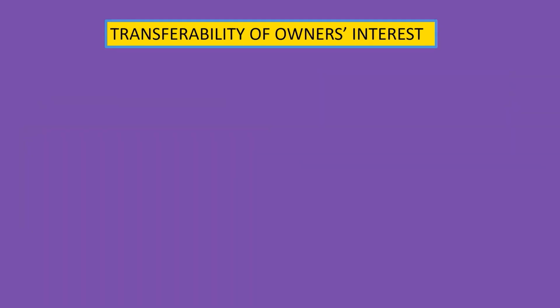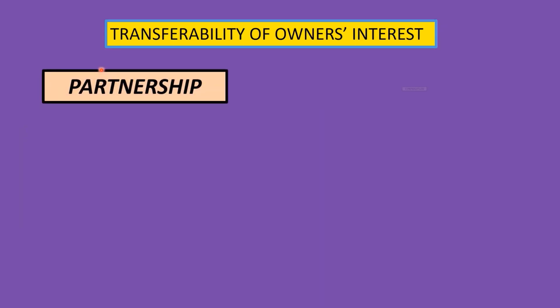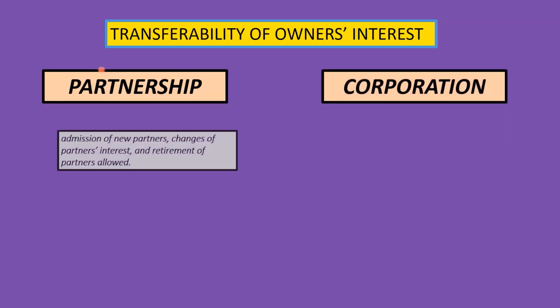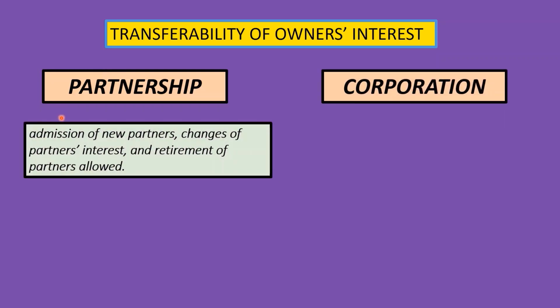Transferability of owners' interests, partnership, corporations. In the partnership, you have admission of new partners, changes of partners' interests, and retirement of partners allowed. But each time one of these things takes place, you have a new partnership being formed, and the old one ceases to be.